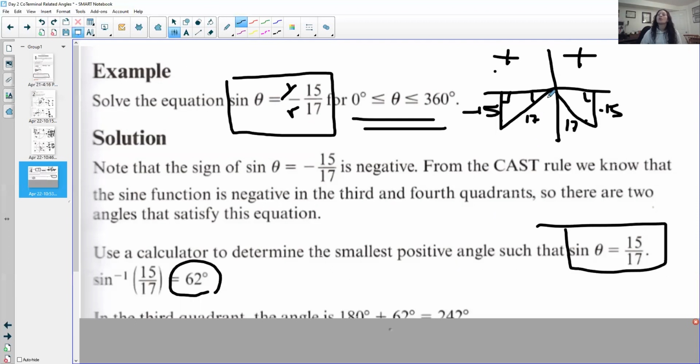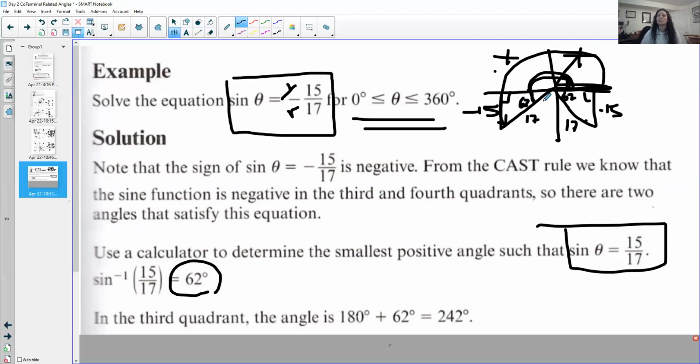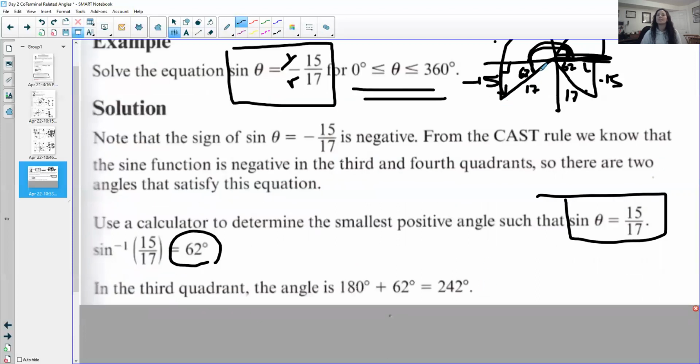So if 62 degrees is up here, that means if you reflect it, this is 62, and this is 62. But we have to get those angles from our initial arm that has been rotated all the way around. So I'm going to travel up 90, 180, so this is 180 plus 62. Oh, they did it for us. There's the 180 plus 62. So if we're in this quadrant, our angle is 242 degrees.